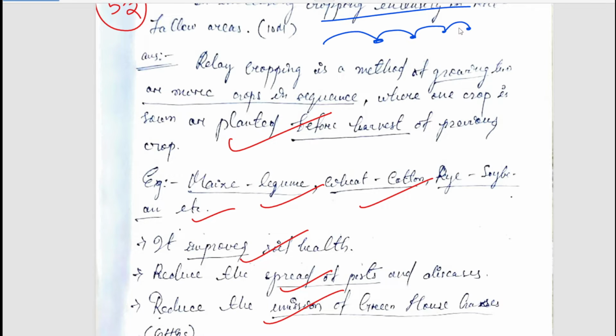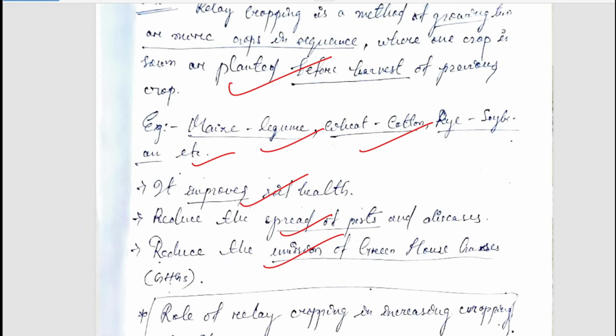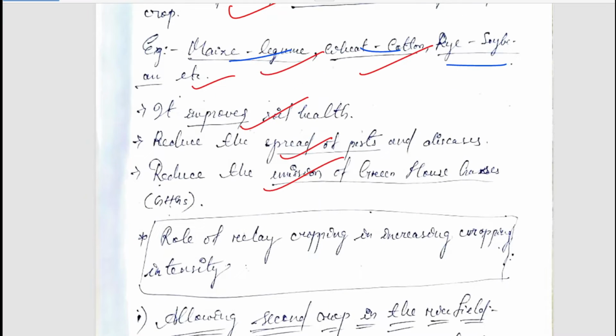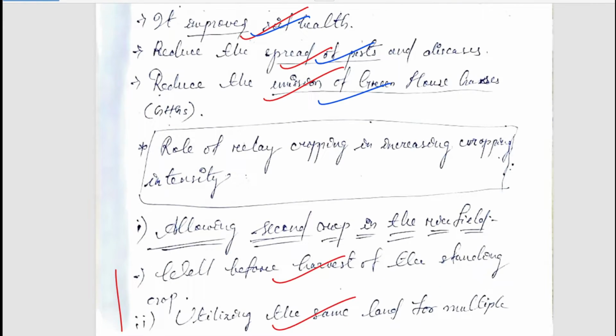Here we are growing two or more crops in sequence. Before harvesting the first crop, we are sowing the next crop. This way our relay goes on. This is what relay cropping is, and some examples have been given: maize, legume, wheat, cotton, rice, soybean. Its benefits have been mentioned. It improves soil health, reduces spread of pests, and emission of greenhouse gases is also reduced.